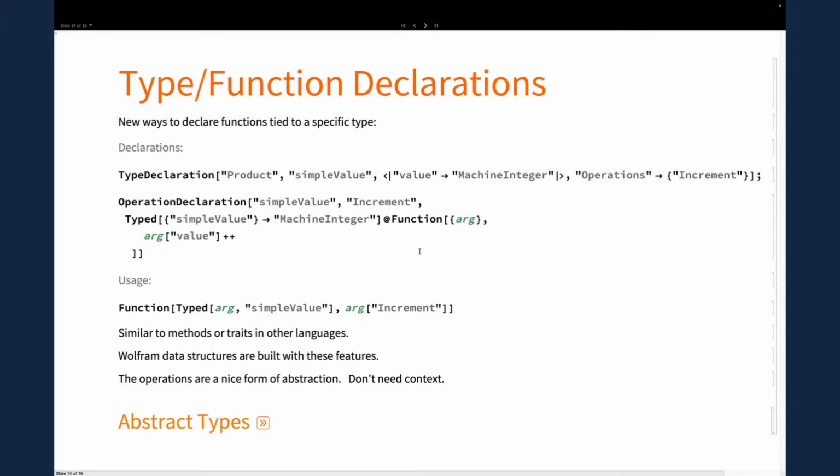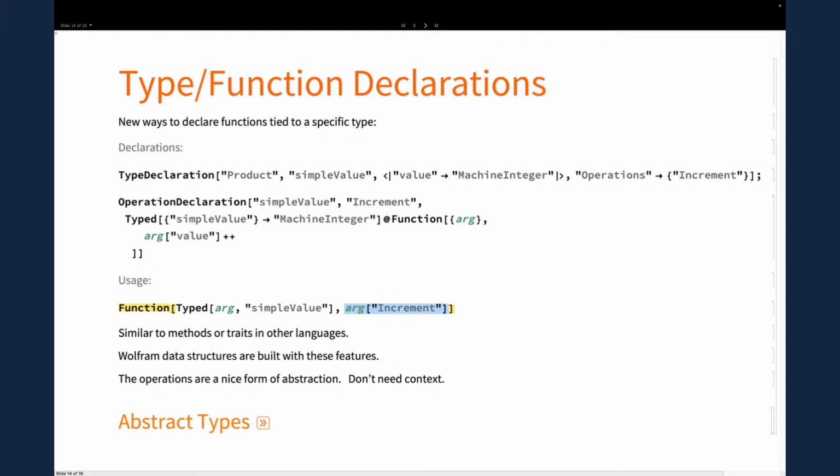So another enhancement in 14.1 is some new ways to declare functions that are connected to a specific type. So here I've got a type declaration. It's a product, like a structure. This is the name. These are the data elements it contains. But it also supports some operations, like here's an increment operation. So here I've given an implementation. This is like a simple value and the increment operation. And here's the code that implements the operation. And then in a function somewhere, I can access some data of that type, and I can call the operation like this.